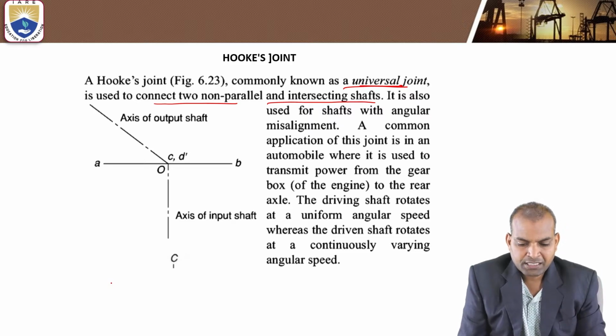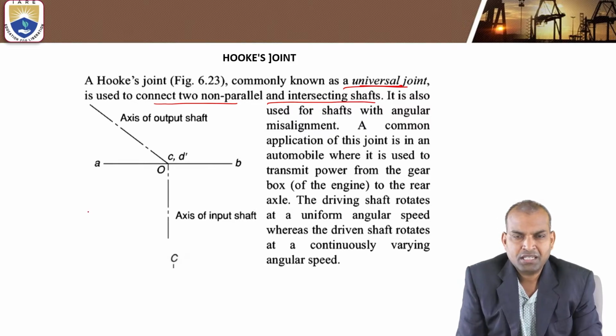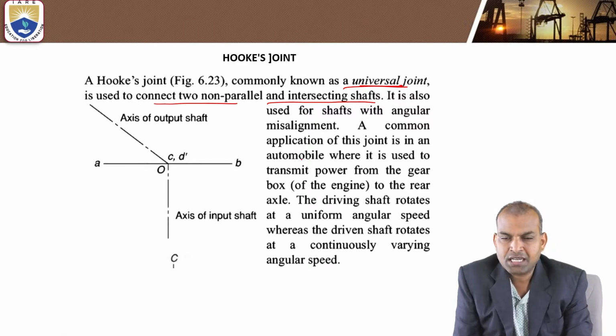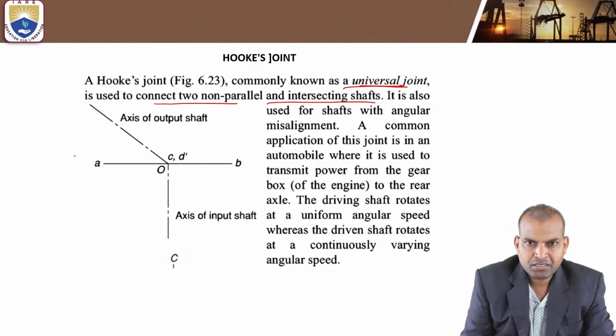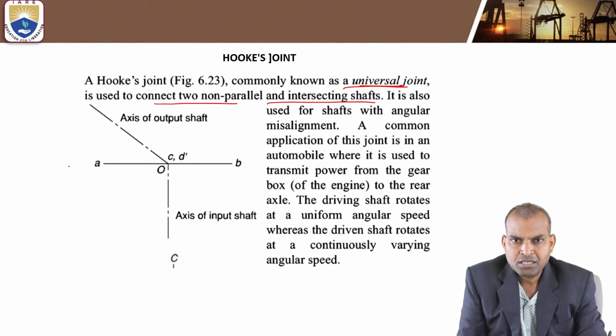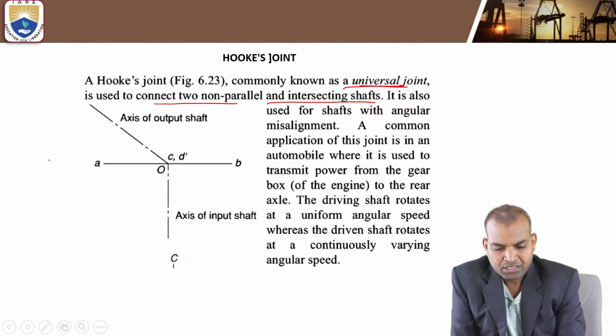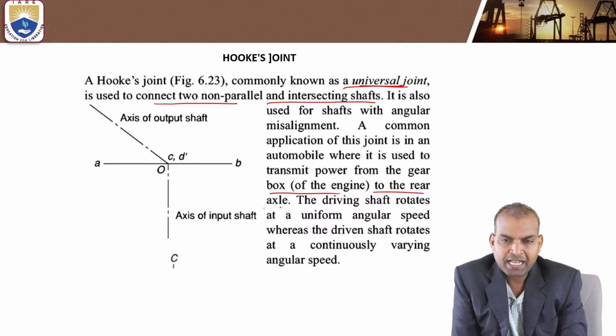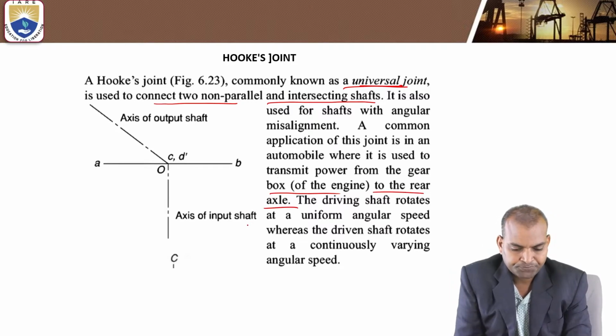It is used to connect two non-parallel and intersecting shafts, and also shafts with angular misalignment. Angular misalignment means there is an angular variation, alpha. A common application is to transmit power from the gearbox to the rear axle, to the differential. So this universal joint is used for transmitting power from the gearbox, that is from the engine, to the rear axle. The rear axle is where the differential is located.